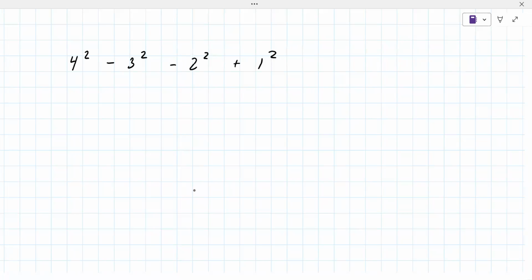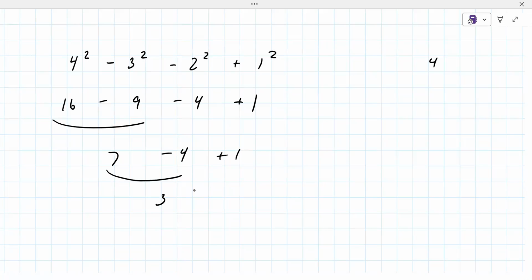Four. Okay, so your answer is 4. So 16 minus 9 minus 4 plus 1. Is that what you have? Yeah. All right. So 16 minus 9 is 7. Minus 4 plus 1. 7 minus 4 is 3. Plus 1 is 4. Very good.